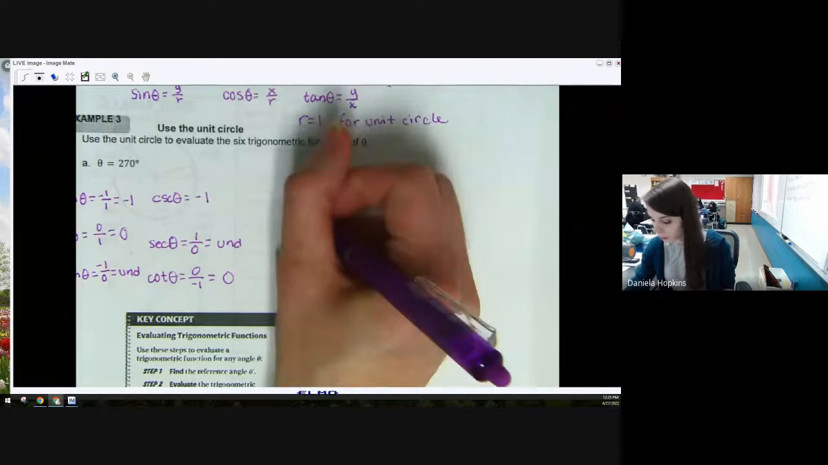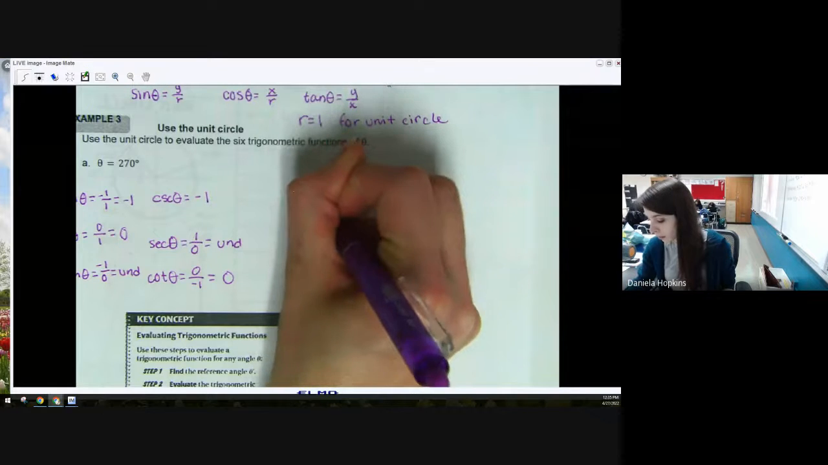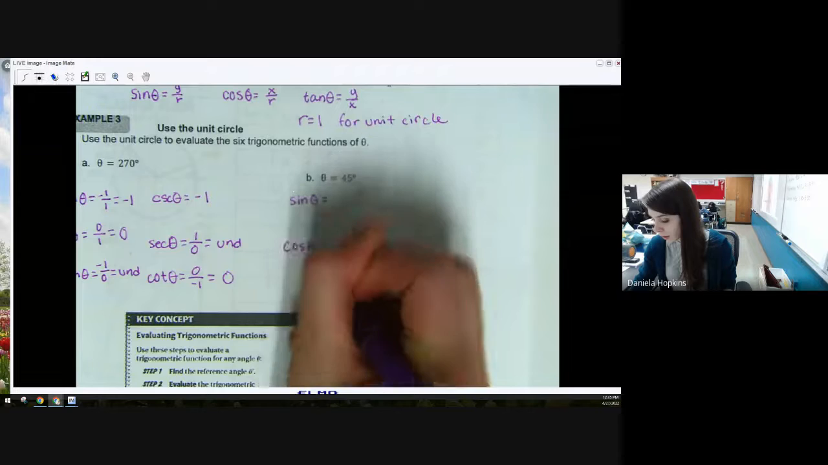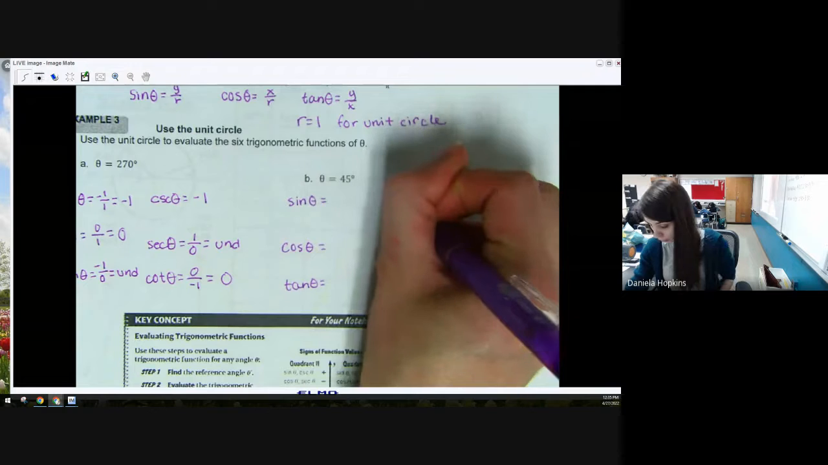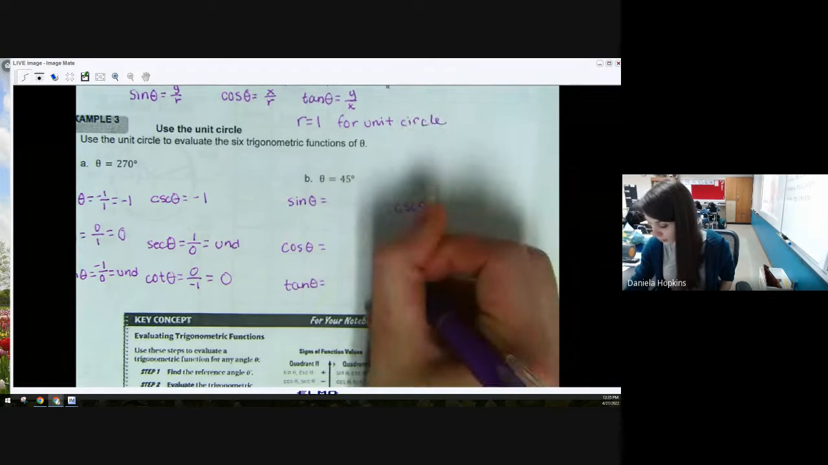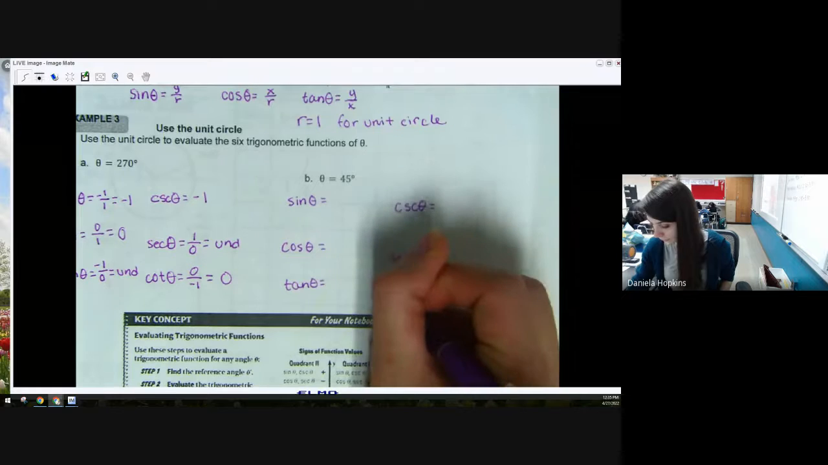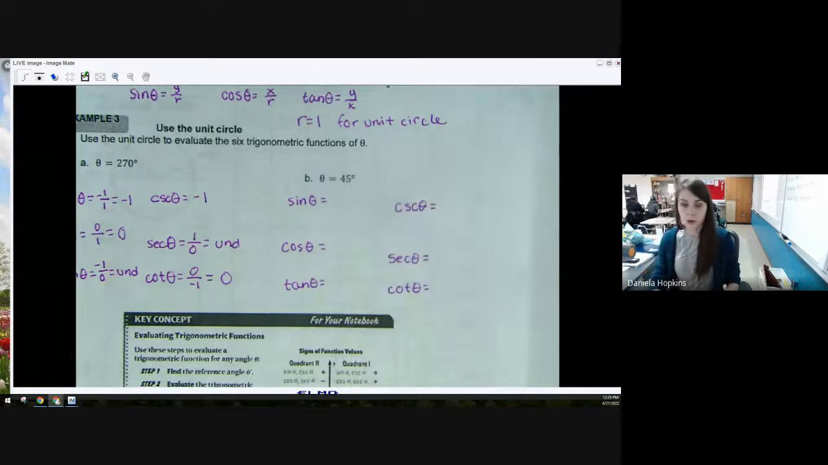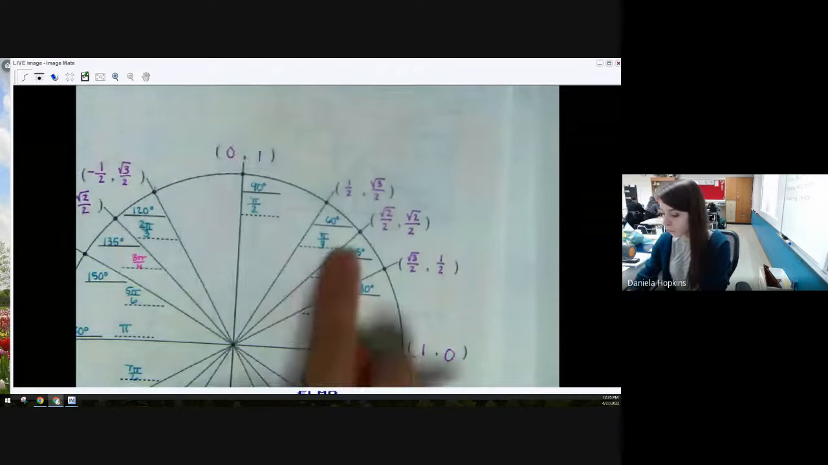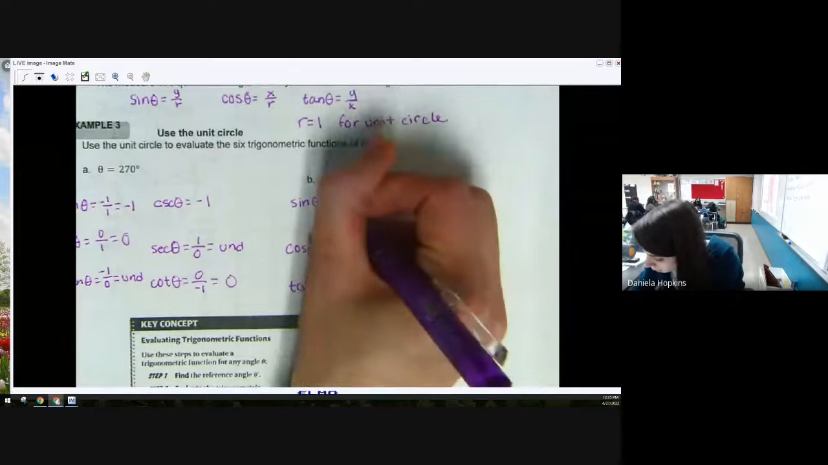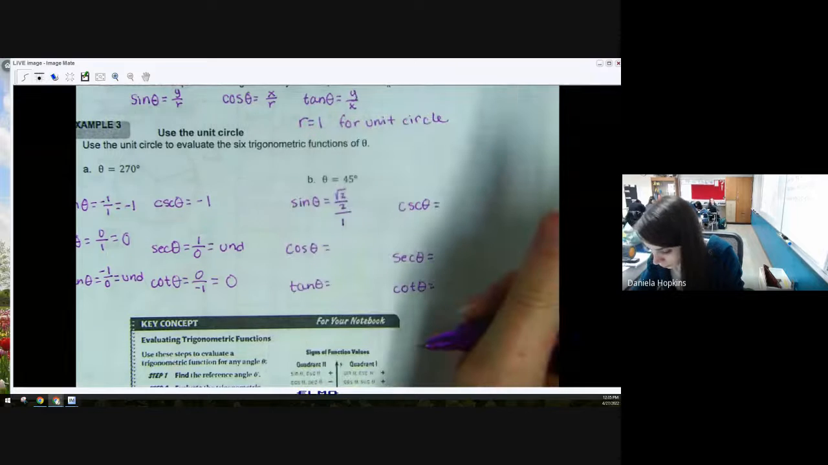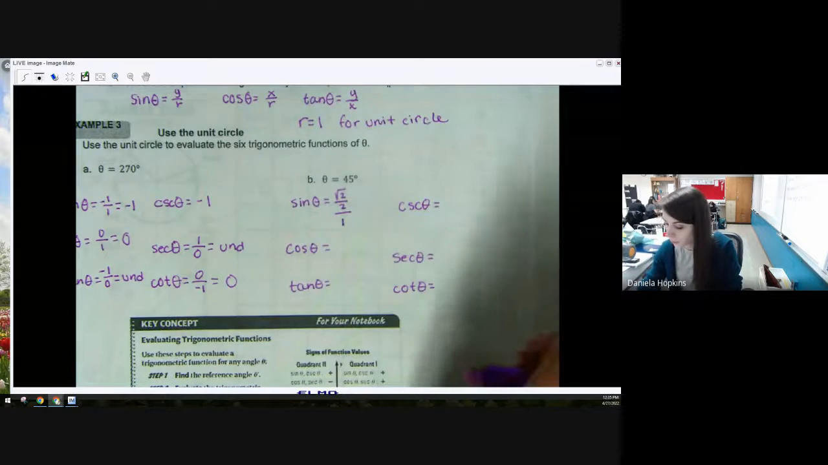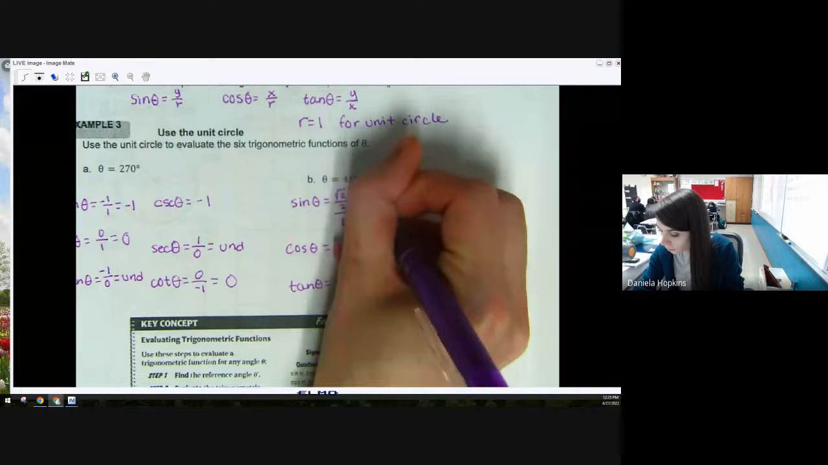This is 45 degrees. So when I find my sine, my cosine, and my tangent, it's actually a little more interesting. I have to do rationalizing the denominator and all that stuff. Okay, so 45 degrees. Again, on my unit circle, I find 45 degrees is here. So it's square root of 2 over 2 stuff. So sine would be the square root of 2 over 2 over 1. So that just ends up being square root of 2 over 2.